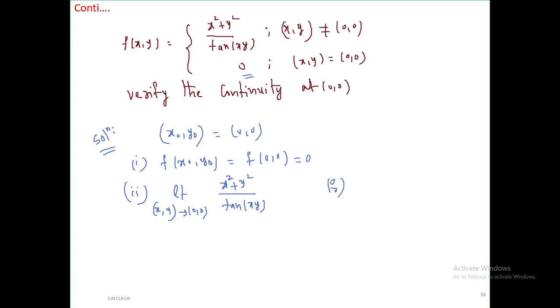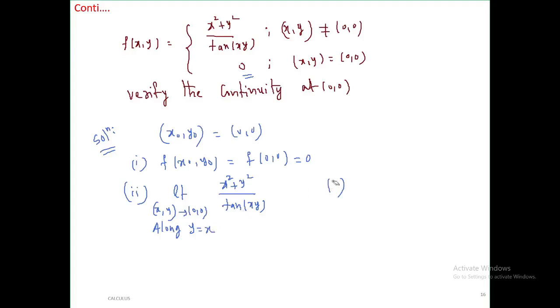So you cannot simplify this function. Along y equals mx, the path will reach the origin (0, 0). Or simply y equals x, you can choose as you wish. Y equals x also you can choose. So therefore let me write y equals x. If you write y equals x, what does it become?